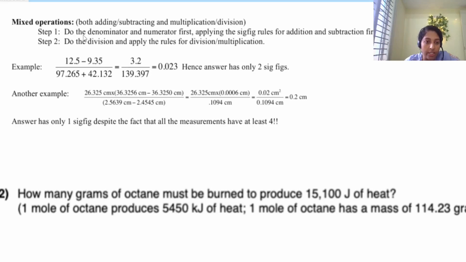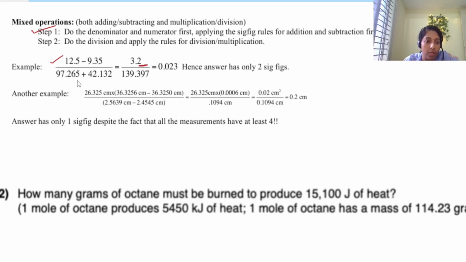Then suppose if mixed operations are there, what to do? If mixed operations are there, do the numerator and denominator first, applying the significant figure rule for addition and subtraction first, and then do the division and apply the rules for division and multiplication. If you didn't get it, see the example. Here multiple operations are there, so you do numerator and denominator separately. So 12.5 minus 9.35. What is the rule? Subtraction, so lowest decimal place. So your answer should contain 1 decimal place.